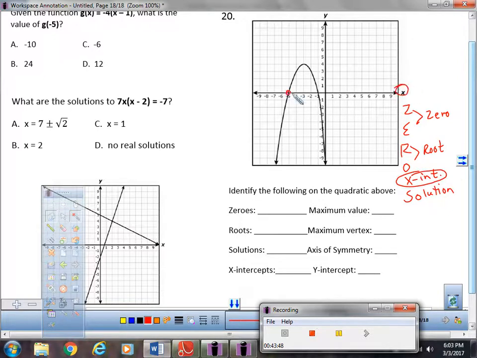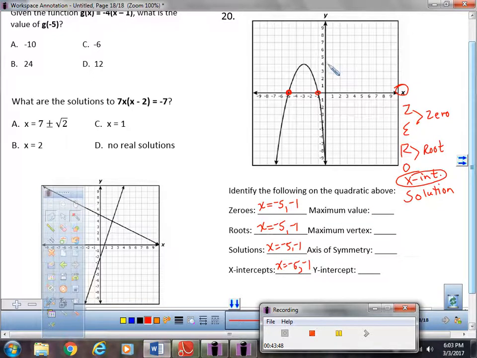So we just need to look right here and right here. -5, -1. So one of the x's is -5 and the other one is -1. Same thing here. One of them is -5, -1. Solutions, -5, -1. So as you can see, it's the same answer over and over because they're asking you the same thing, just a different word to say it.